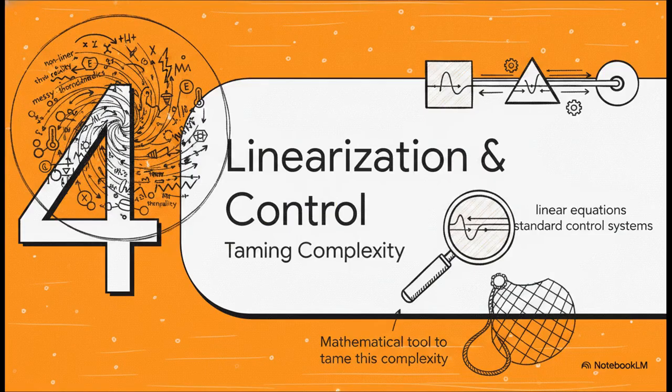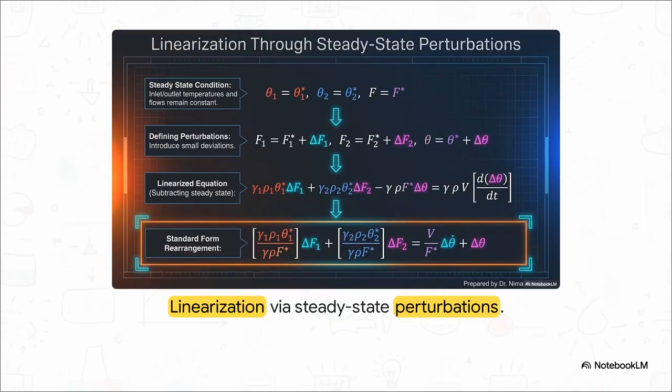All right, section 4, linearization and control loops. Here is where we face the primary conflict of this explainer: non-linear reality. The world of thermodynamics is messy, it's chaotic, and it's highly nonlinear. But our standard control systems require clean, linear equations to function. So we have to introduce a mathematical tool to tame this complexity. Let's see how we build this linear model.